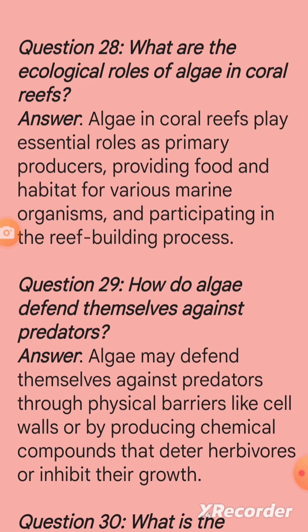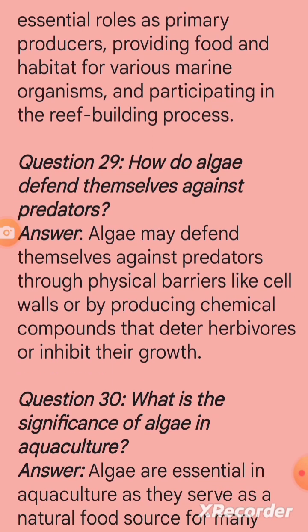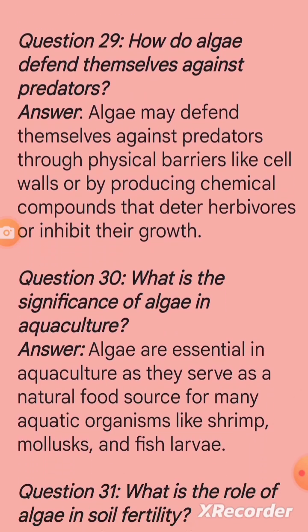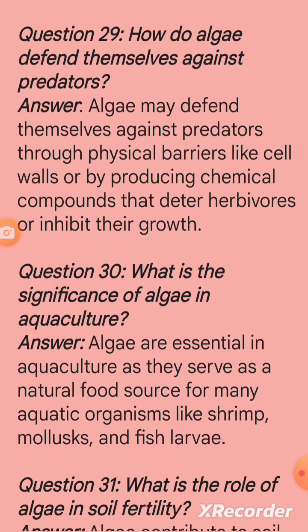Question 28. What are the ecological roles of algae in coral reefs? Answer. Algae in coral reefs play essential roles as primary producers, providing food and habitat for various marine organisms and participating in the reef-building process.